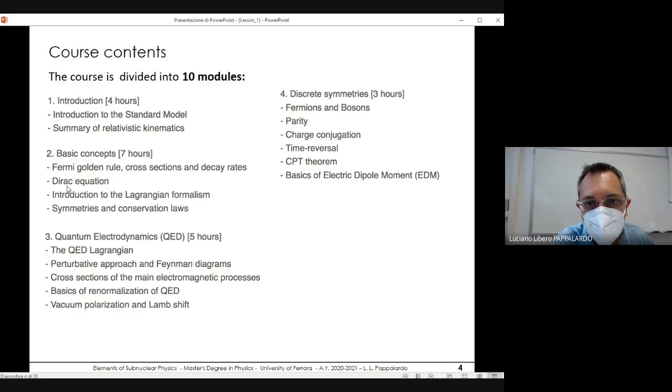Then we will switch to a short chapter about the discrete symmetries. So we'll discuss here about parity, charge conjugation, time reversal, and CPT theorem.